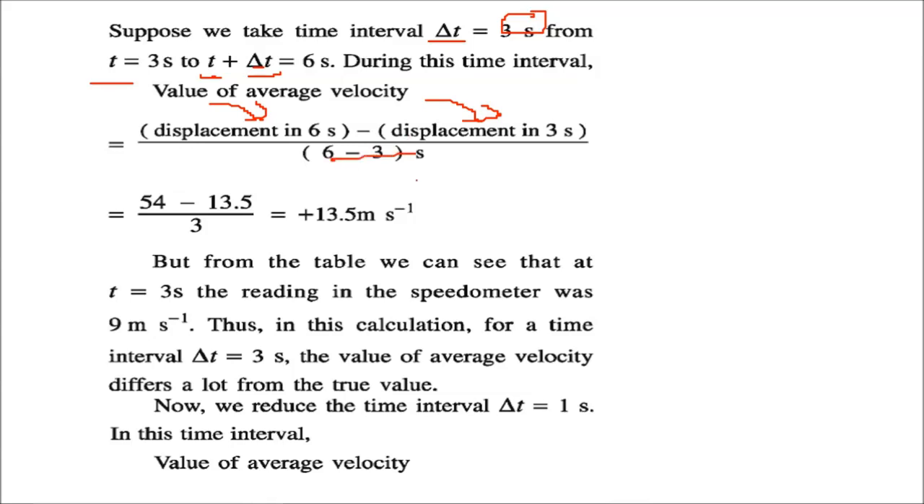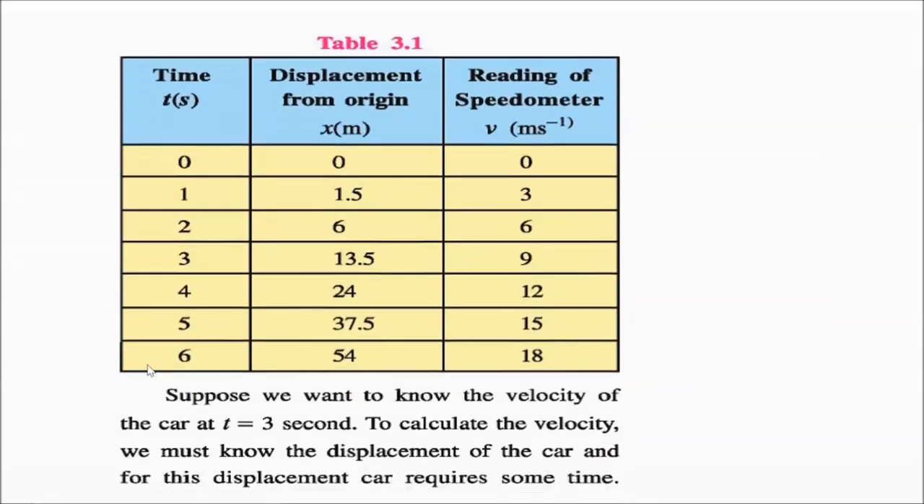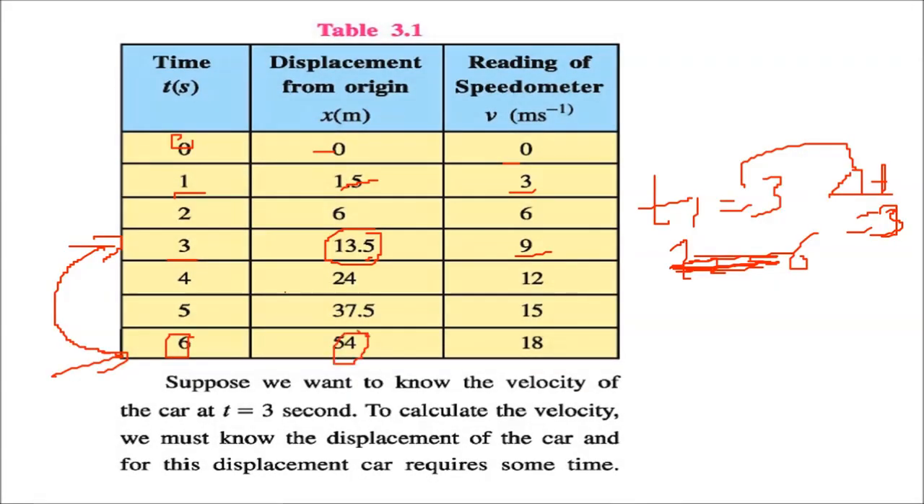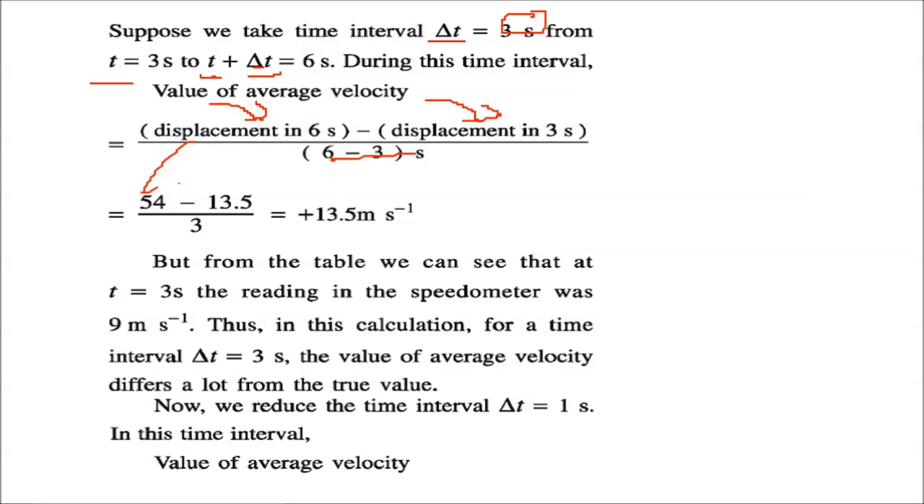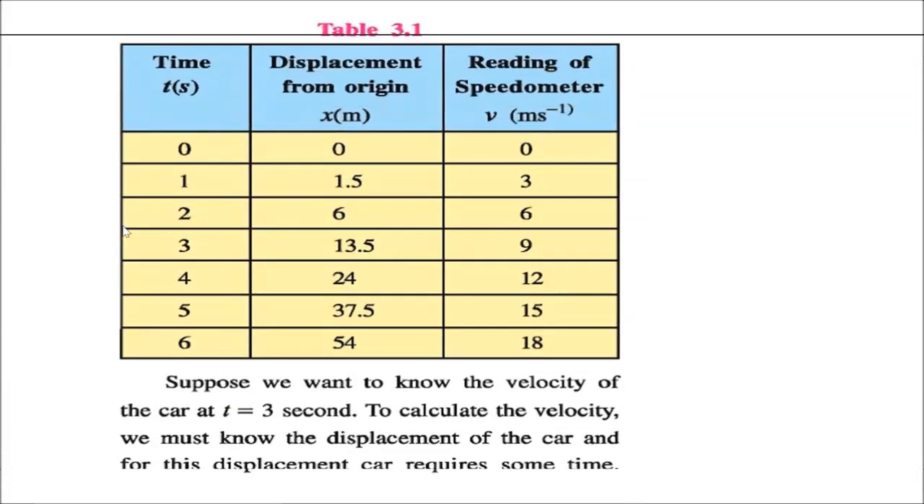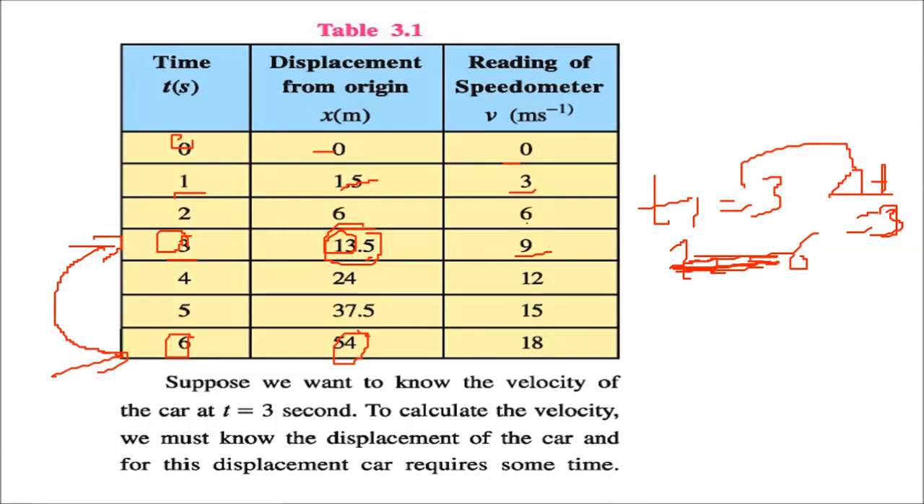So what is the displacement at 6? See, displacement at 6 is 54. Displacement at 3 is 13.5. So when we take these values, 54 and 13.5, we subtract them and divide by 3. We get some 13.5. But in the table, if you really go and see the value here, it is 9.